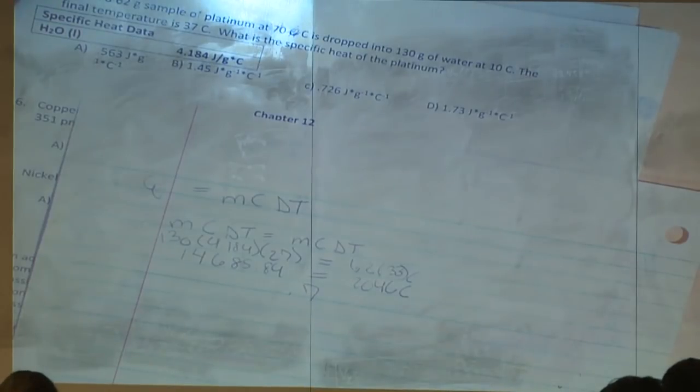Oh, sorry. So the change in temperature is the final minus initial? Yes. Wouldn't that be negative 33? It doesn't matter if it's negative or not. It's just the absolute value of the change in temperature. So we should get 0.7.